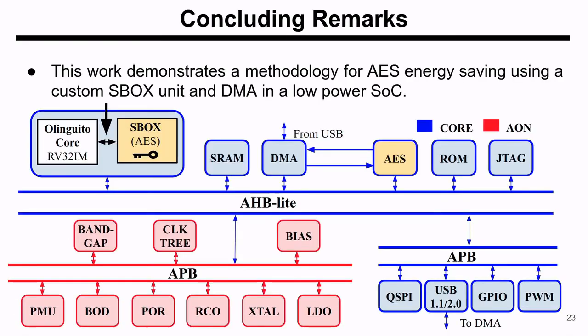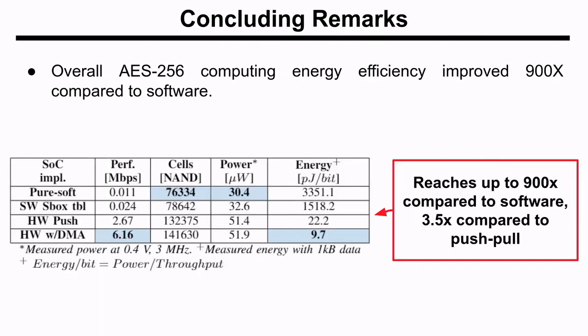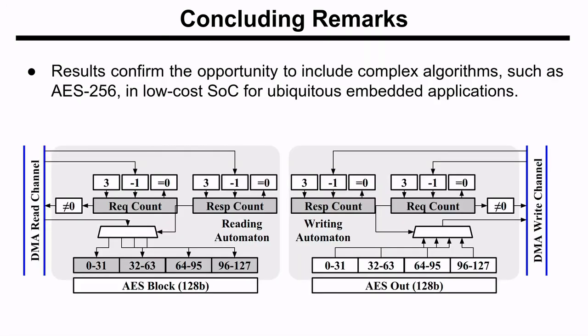As final remarks, this work demonstrates different approaches to design an AES core for low-power and low-energy systems on a chip. We defined the custom SBox instruction and performed analysis from the memory perspective. The DMA approach performs better for the overall SoC. We were capable of improving energy efficiency up to 900 times compared to the software and 3.5 times compared to memory-mapped push-pull. Our results confirmed the opportunity to include complex algorithms in low-cost SoCs for ubiquitous embedded applications.